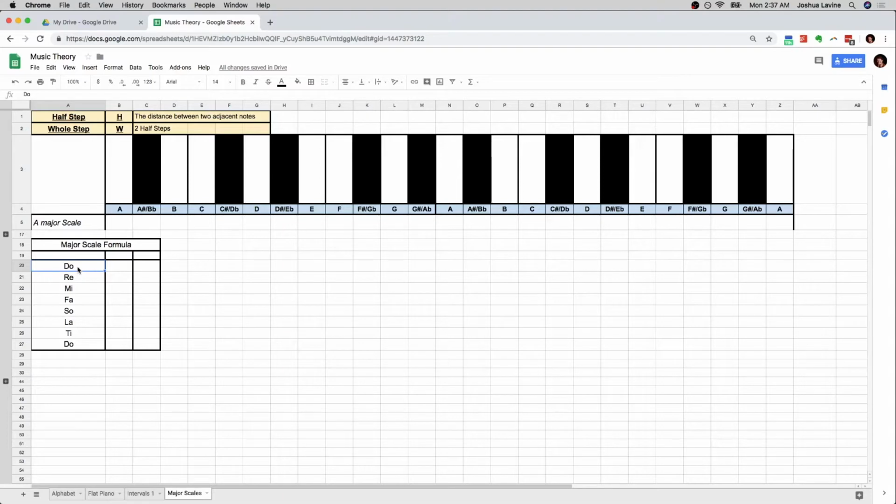Do, re, mi, fa, sol, la, ti, do. Here's B. Do, re, mi, fa, sol, la, ti, do. So you can see do is movable, and wherever I move do, the distance between do and re stays the same, and the distance between re and mi stays the same.